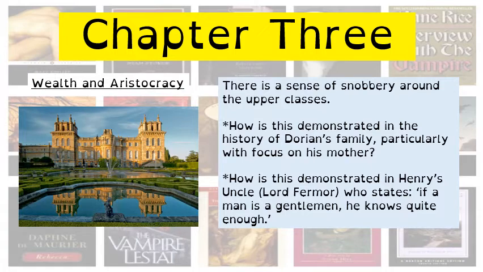Now, initially in the chapter, we see Lord Henry go to his uncle, Lord Fermor, and they have a discussion around Dorian's family. So I just want you to find that part of the text for a second and think about these two key questions. How is this sense of snobbery demonstrated in the history of Dorian's family, particularly with focus on his mother? And how is it demonstrated through Henry's uncle, with one key quote there, "If a man is a gentleman, he knows quite enough." So just pause the video and then we'll come back together and I'll explain to you what I think.